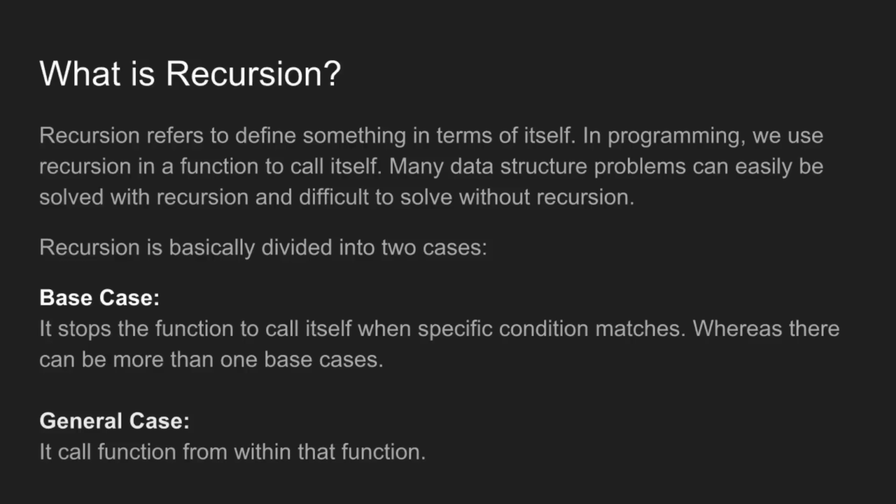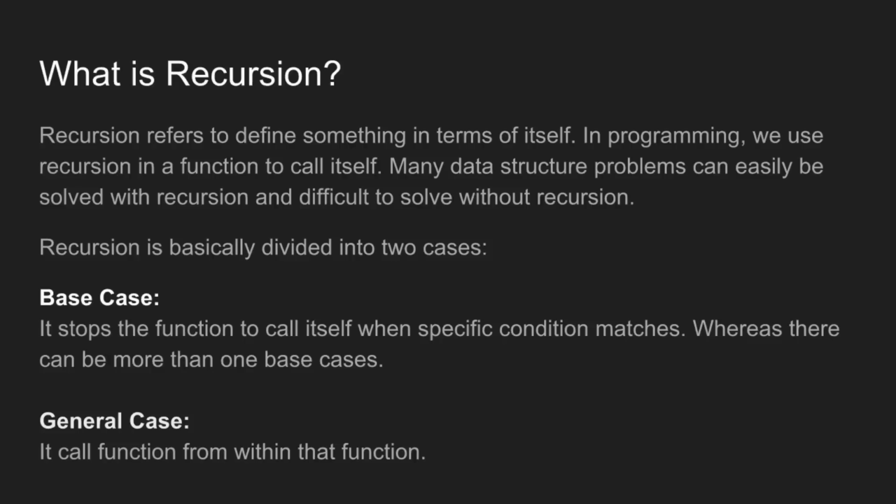Recursion refers to defining something in terms of itself. In programming, we use recursion in a function to call itself. Many data structure problems can be easily solved with recursion, but are difficult to solve without it. Recursion is basically divided into two cases. Right now, I'm going to talk about how to write recursion, and what the different components of recursion are.